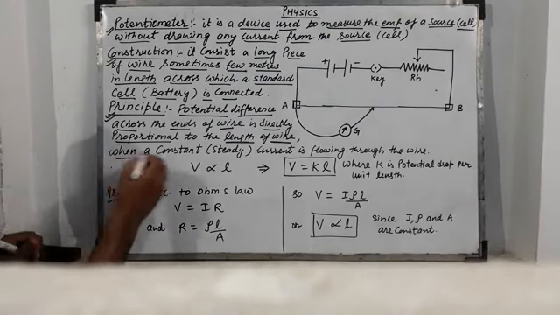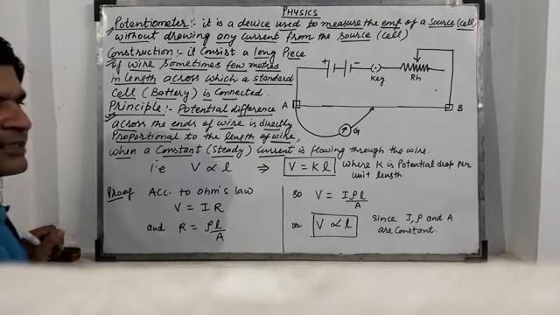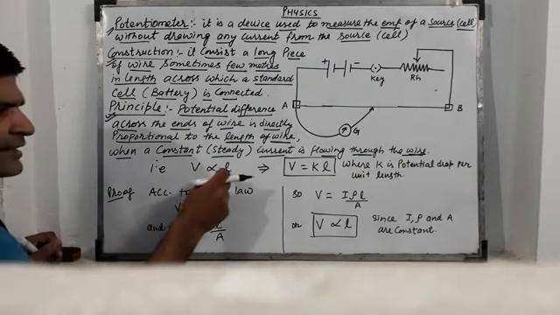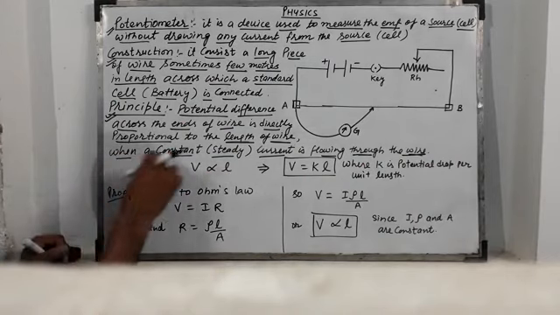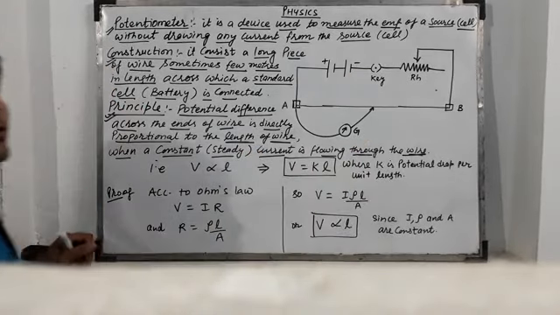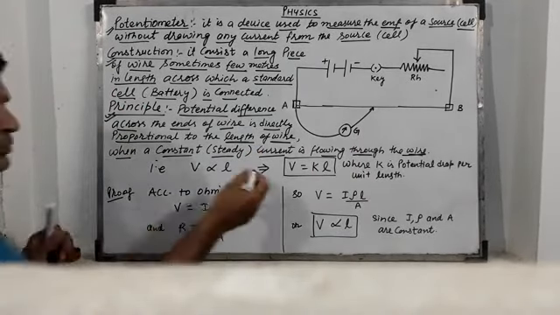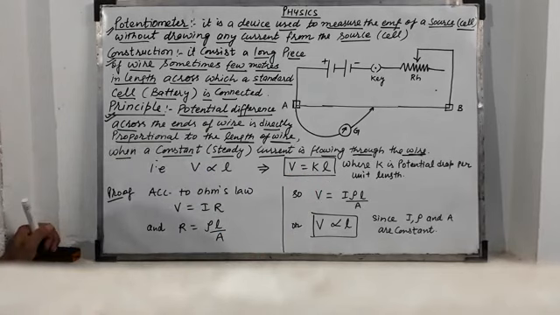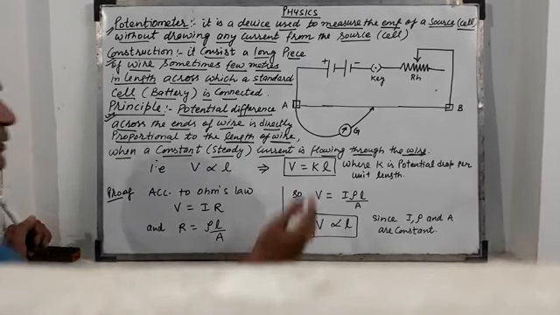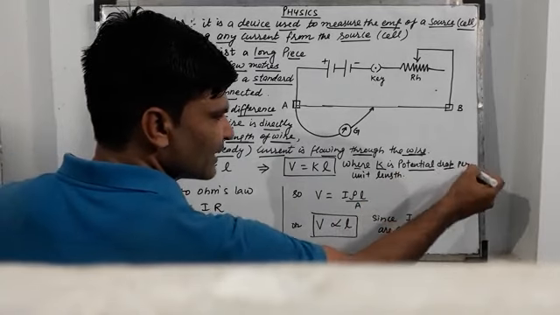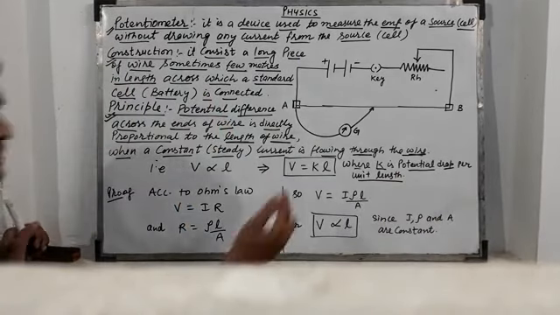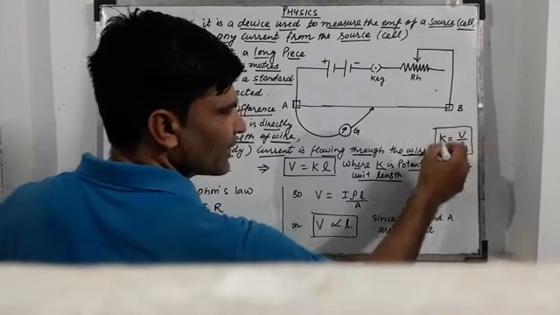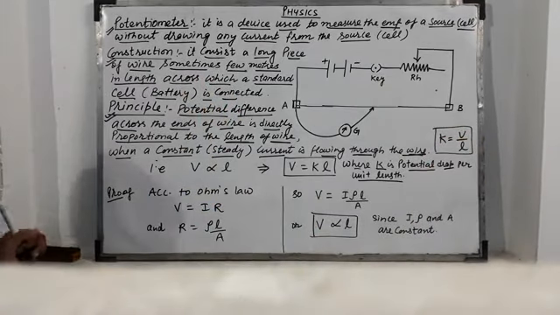When a constant, meaning steady, current is flowing through the wire, V is directly proportional to L. Remove the proportionality and introduce a constant K, so V is equal to KL, where K is the potential drop per unit length. It means K is equal to V upon L.